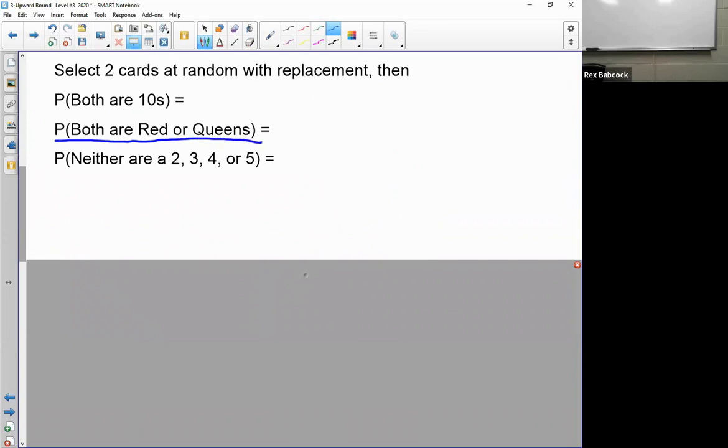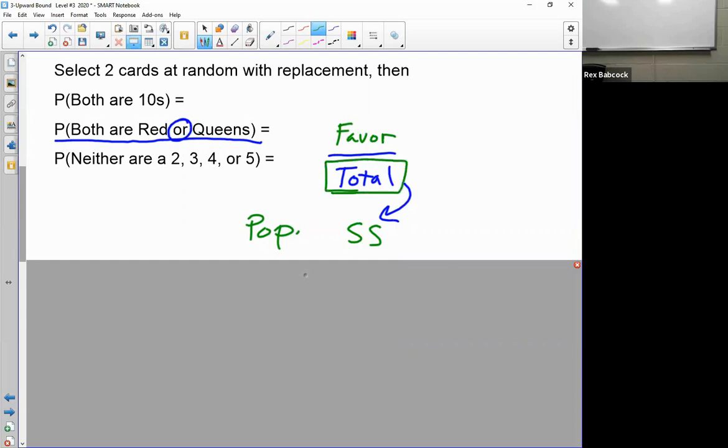Both cards are red or queens. It says red or queen. So that changed the top number. The bottom number, if you remember probability when we flipped a coin, it's your total on bottom, and that's usually referred to as a sample space. Sometimes it's called the population, and you'll talk about population in statistics. It's the total number over what's in your favor. So right here, the total is not going to change. Each time we draw, if it's with replacement, it's always 52, so that doesn't change. The hard part is figuring out what this is going to be each time.